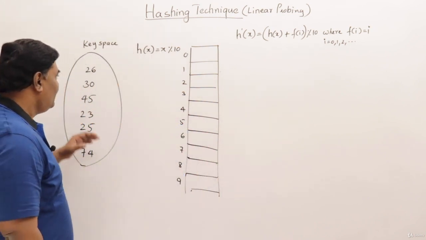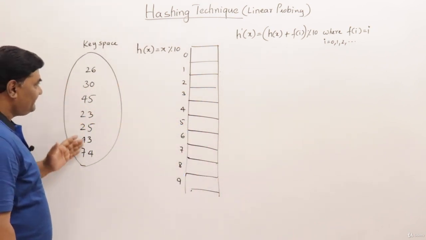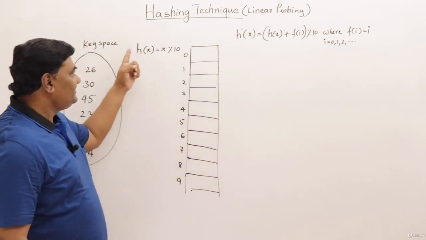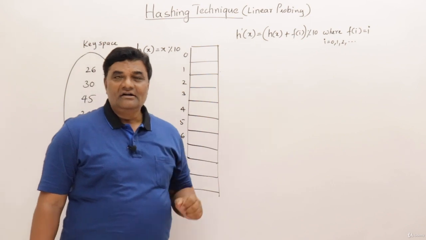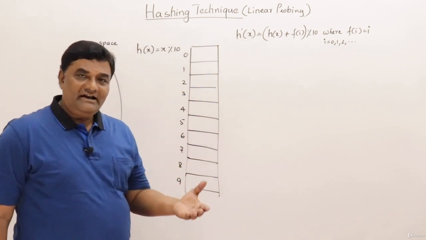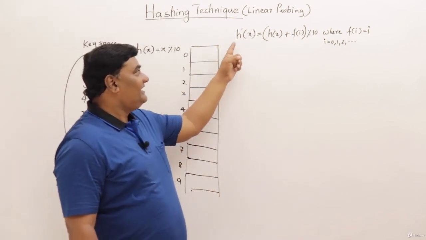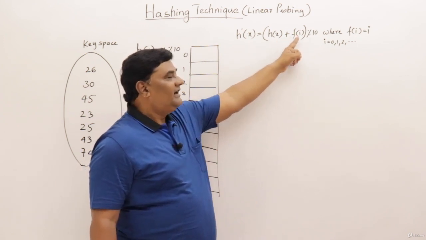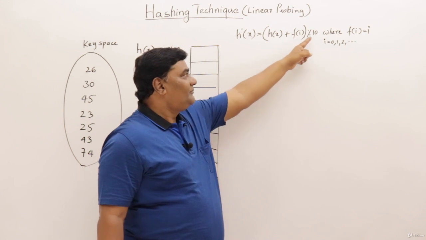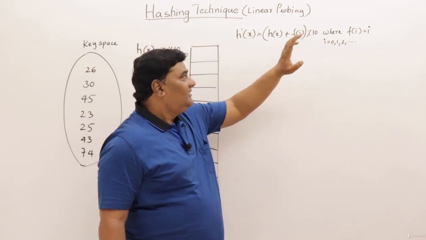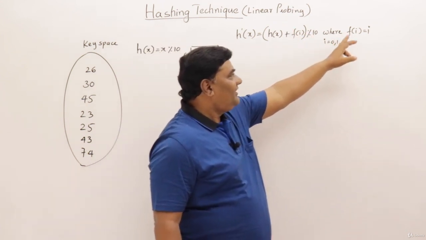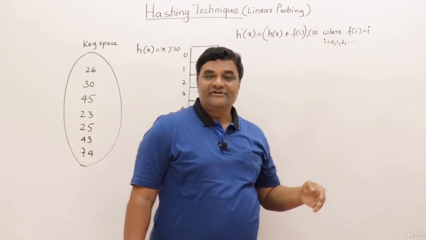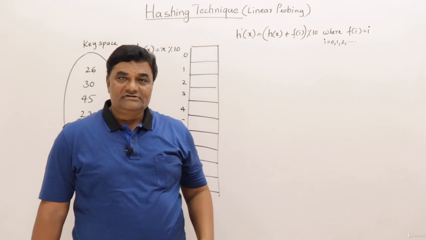For explanation, I have already taken a key space, that is a set of keys, and a hash table of size 10, and the hash function is h of x equals x mod 10. But we will be using a modified hash function for linear probing, that is h dash of x, which is h of x plus f of i, then the result mod 10. What is f of i? f of i is equal to i. What is i? i takes the values starting from 0, 1, 2 onwards.